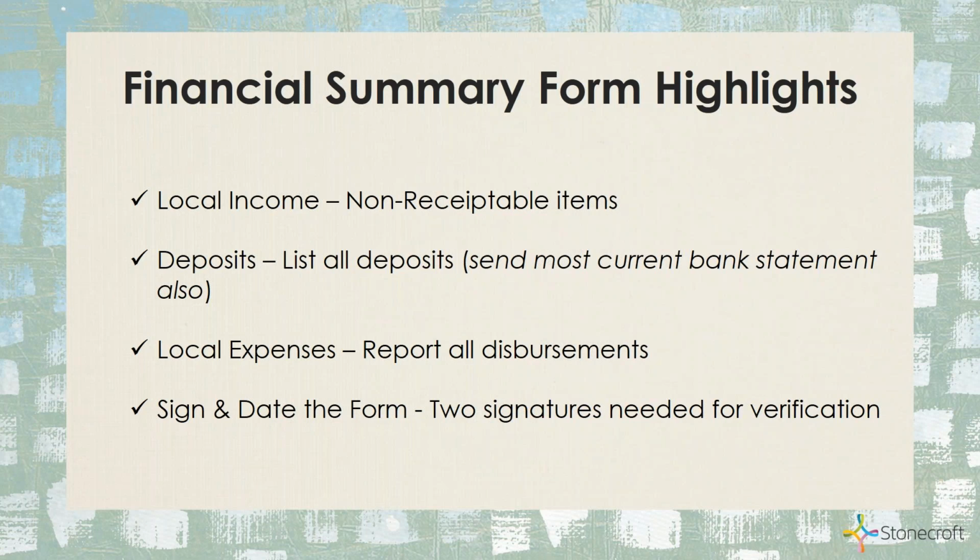Financial Summary Form highlights. Local income: this is where you'll note non-receivable items. Deposits: list all deposits and remember to send the most current bank statement. Local expenses: report all disbursements. And of course, sign and date the form. 2 signatures are needed for verification.